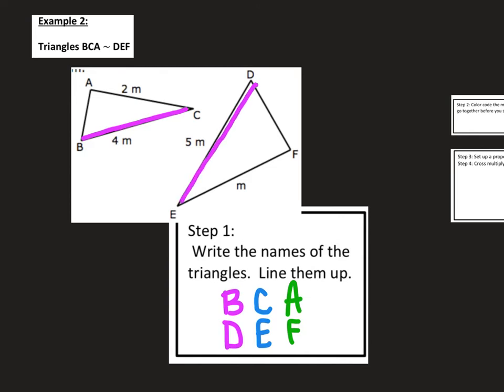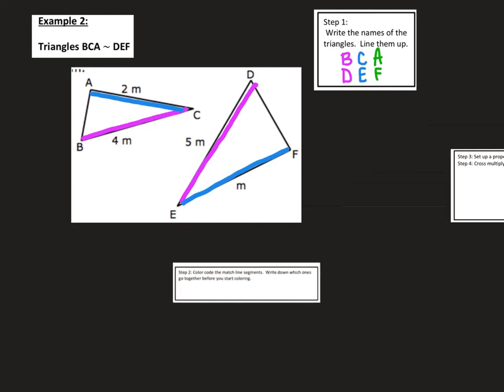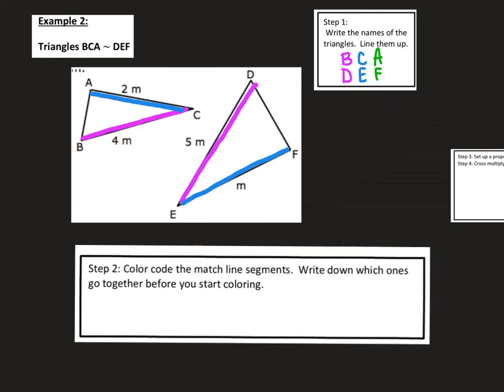The other line that I know is C to A, which is right here. I went with the next 2 letters, C to A. The one that corresponds with that would be E to F. So in the same color, whatever you did, we need to go E to F. All right, I got that out of the way, moved it up here so we can move on to the next thing. Step 2, basically I already did that. I color-coded the sides that went together.